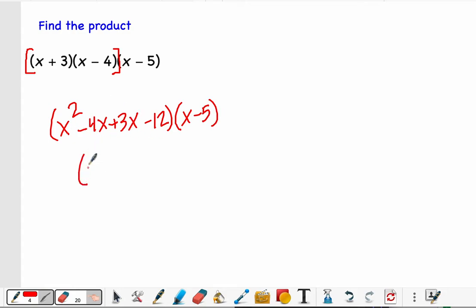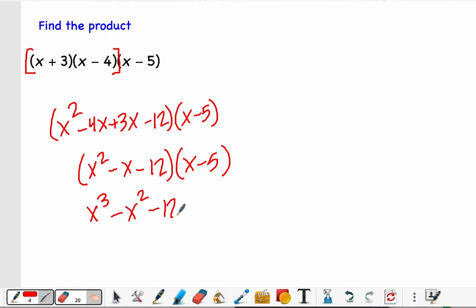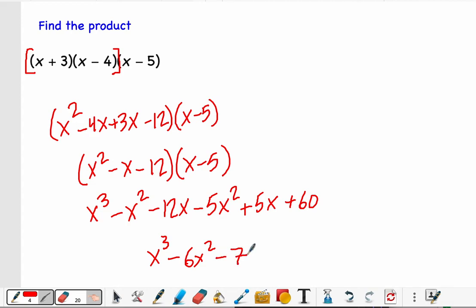We can simplify in the middle, so this is x squared minus x minus 12, all multiplied by x minus 5. And then we can distribute our x everywhere, distribute our negative 5 everywhere. So I'll distribute our x everywhere first, x cubed minus x squared minus 12x. Then we'll distribute the negative 5 everywhere, minus 5x squared plus 5x plus 60. Combine like terms where we can. X cubed minus 6x squared, negative 12x plus 5x is going to be minus 7x plus 60.